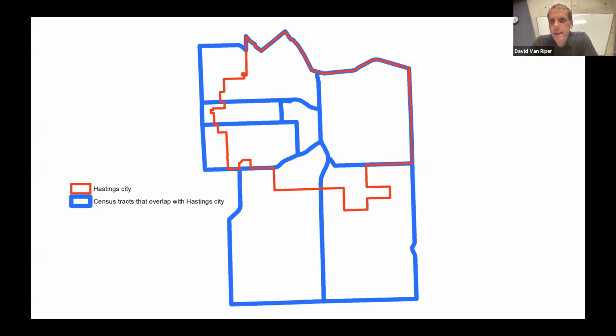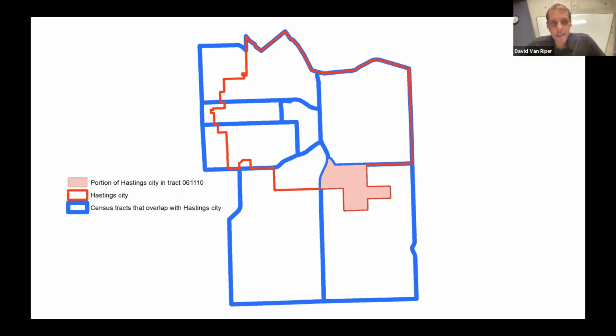So the red polygon here is Hastings City in Minnesota. The blue polygons are the census tracts that overlap with Hastings City. And you can see that the tracts do not match nicely with the city of Hastings. So if we were not doing these optimized block groups, we may get more inaccurate statistics for Hastings City. Hastings might be more inaccurate in order to get more accurate tract level statistics. So the Bureau created these optimized block groups to help minimize this problem.